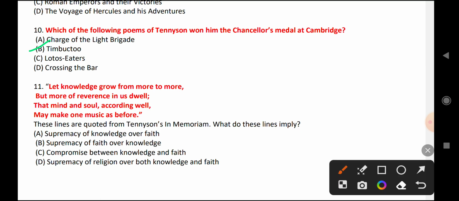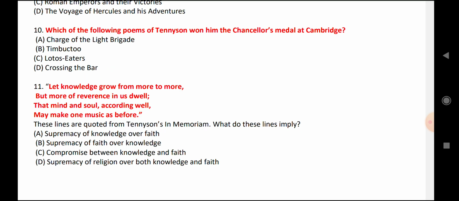Let knowledge grow, but let more of reverence dwell in us, that mind and soul, according well, may make one music as before. That is, in us knowledge should grow, but reverence should also remain, so that there is a balance between knowledge and reverence. So what do knowledge and reverence mean? Faith. So this line from In Memoriam implies that there should be a compromise, a balance between knowledge and faith.